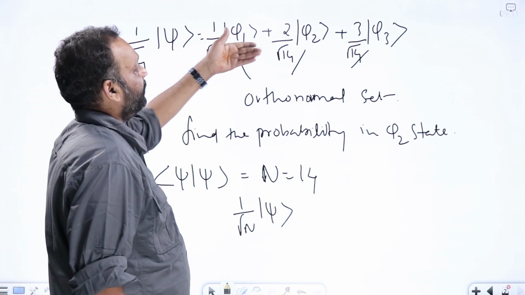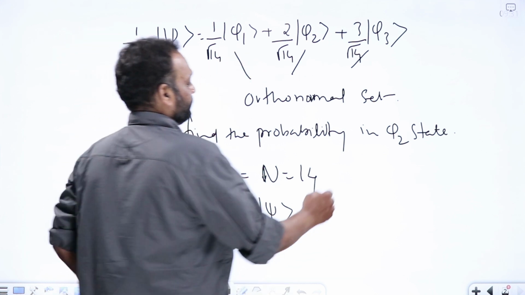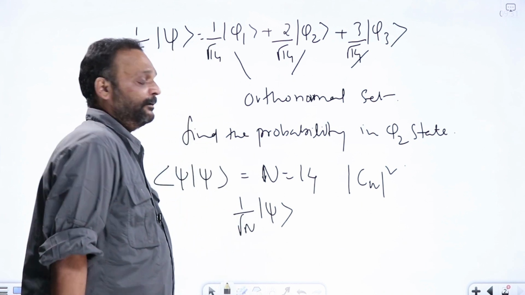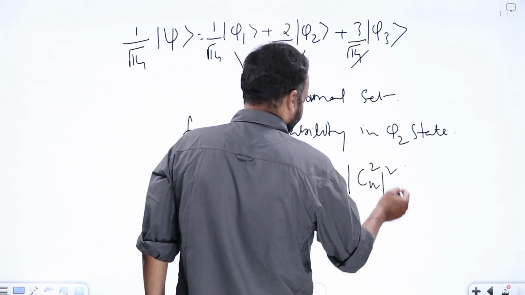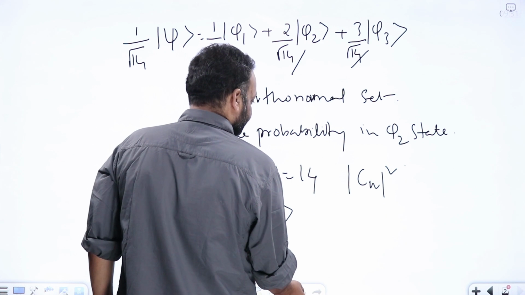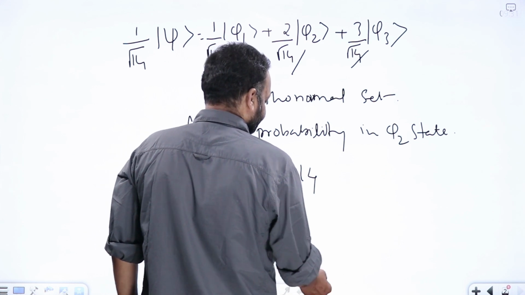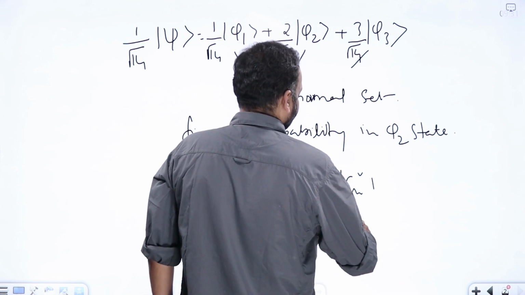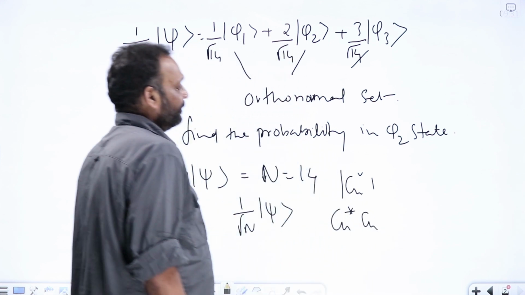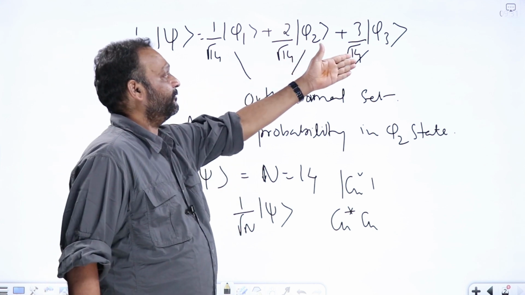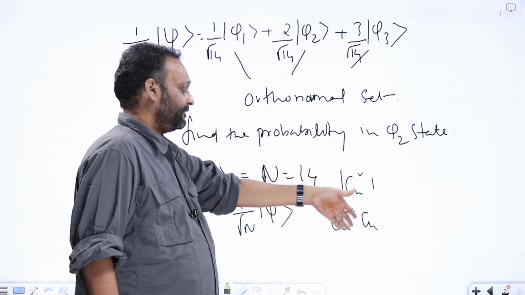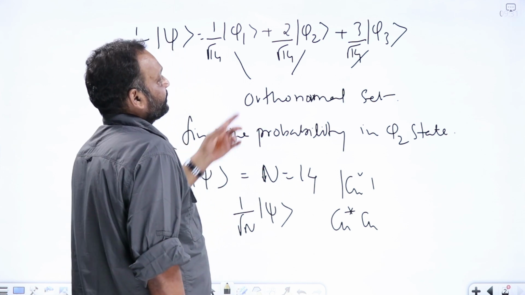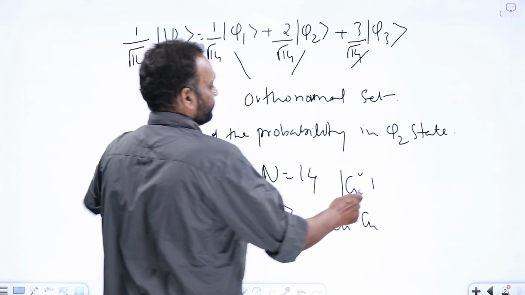Now what is the probability of finding the system in any state? The probability of finding the system in the nth state is mod cn square. Okay, what is mod cn square? cn star cn. Here of course the cn are all real only, so cn star and cn are both the same, we can directly write cn square. So the probability of finding the system in phi 2 state means mod c2 square.